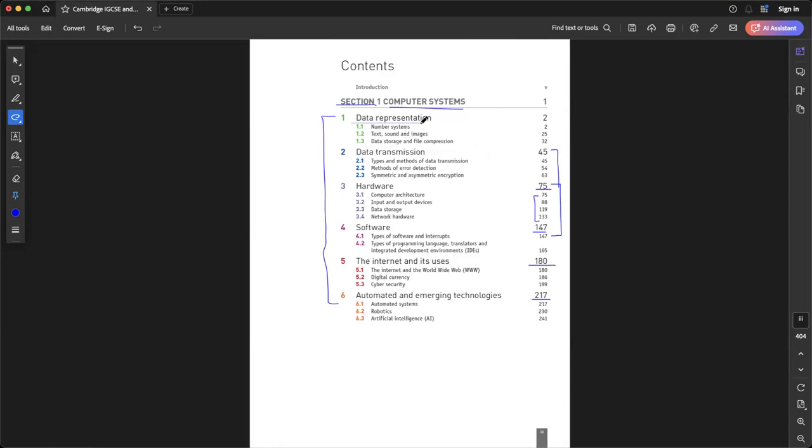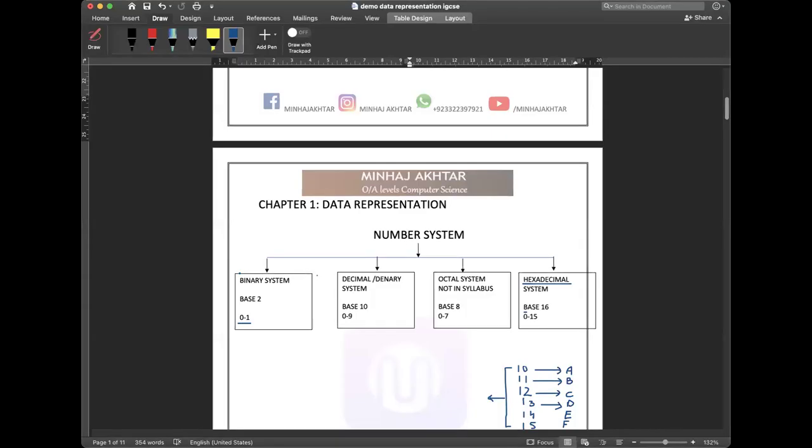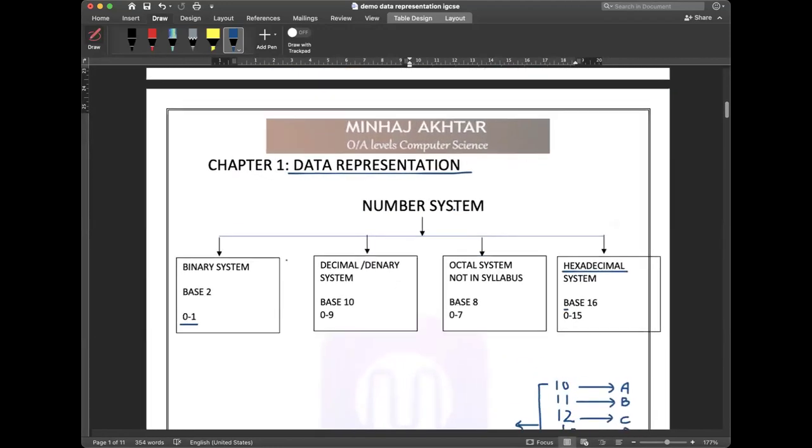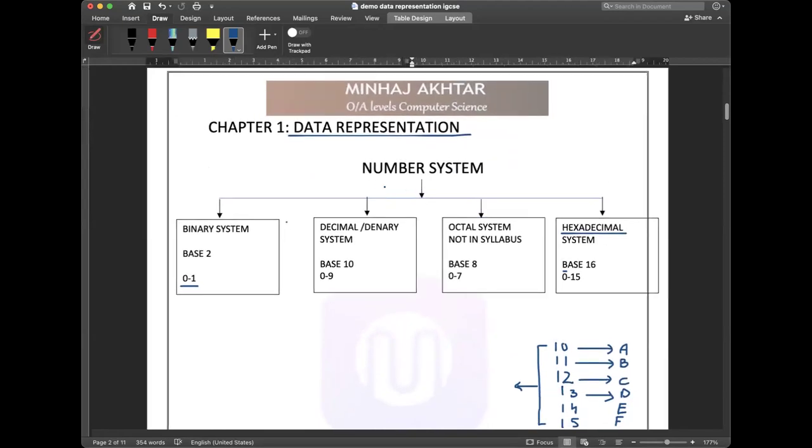I am going to start at chapter number 1. So we have chapter number 1 and the name of our chapter is data representation. What is the name? Data representation. In data representation, we are going to start a new topic called number system. What is number system?